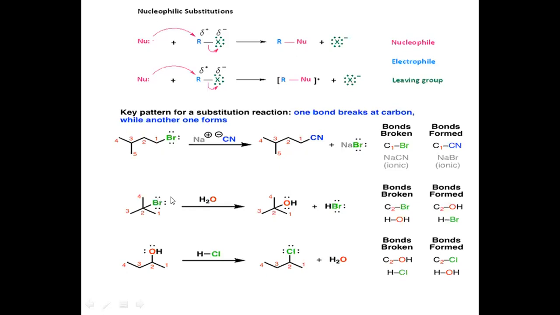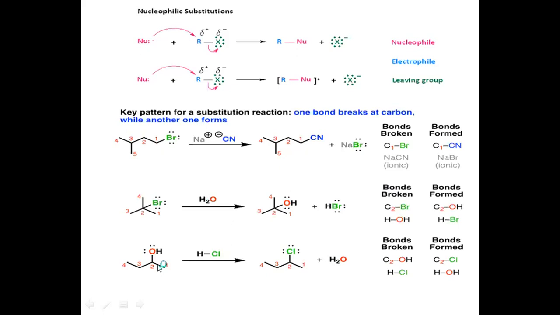So again we will call this a substitution because we have replaced Br by OH. So Br becomes a leaving group. The bond broken in this particular example is the C2-Br bond, and a new bond is formed between C2 and the hydroxyl group, that is the OH group from water.